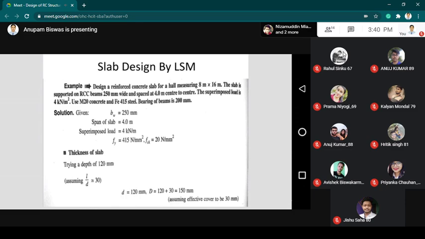Next, the first step is to find the thickness of the slab, meaning the depth. We have to find the effective depth of the slab. So assuming the L by D ratio to be nearly about 30, we will assume the initial depth as 120 mm. So the overall depth, considering 150 mm, and considering the effective cover as 30 mm.